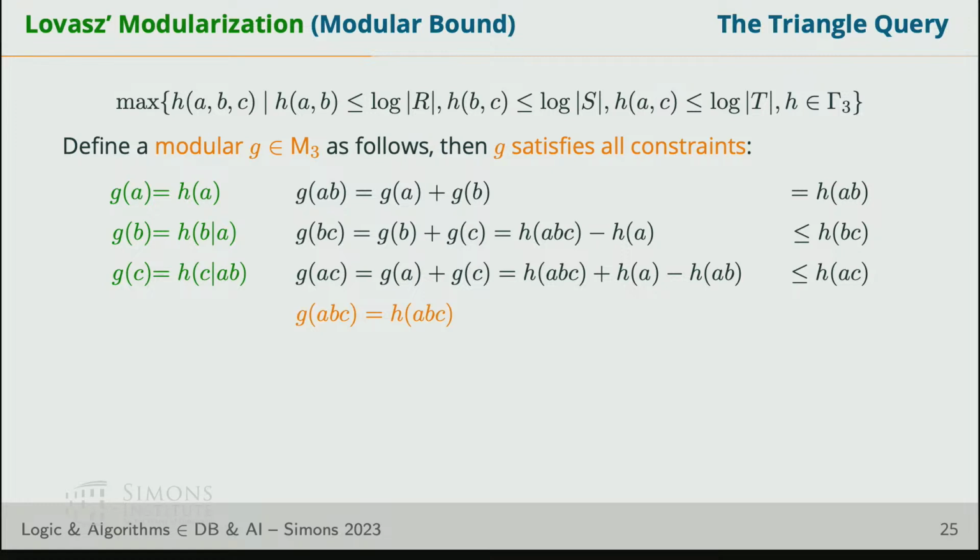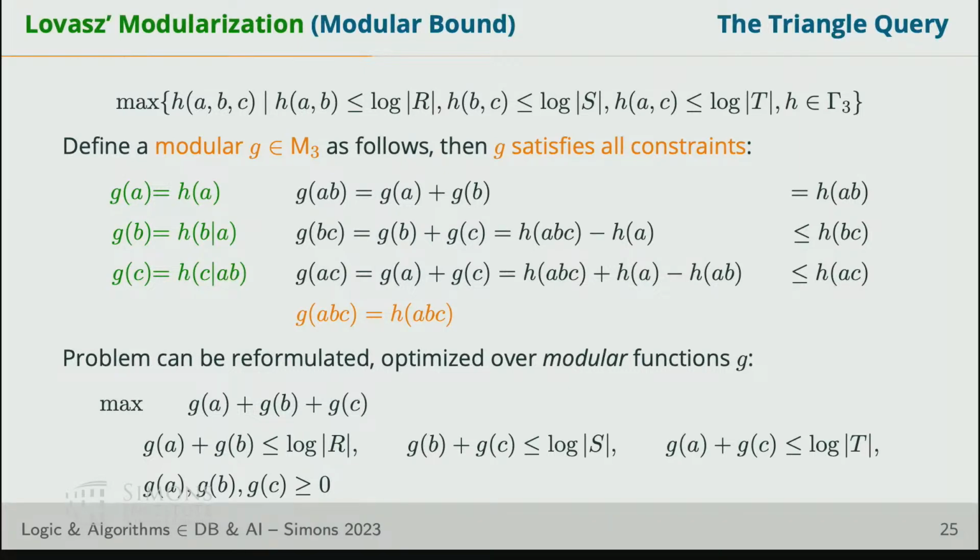And modular functions are polymatroids. They are a special class of polymatroids. So we have found a smaller class of functions within the class of polymatroids for which g of ABC is h of ABC, because you can telescope the sum from here to here, right? So it has exactly the same objective, it satisfies the same constraints, but it is smaller. So that's great. That means that we can now just solve the problem over the class of modular functions instead of polymatroids.